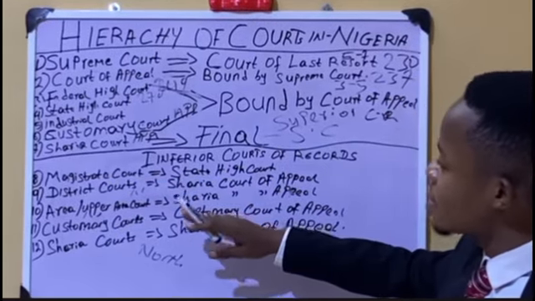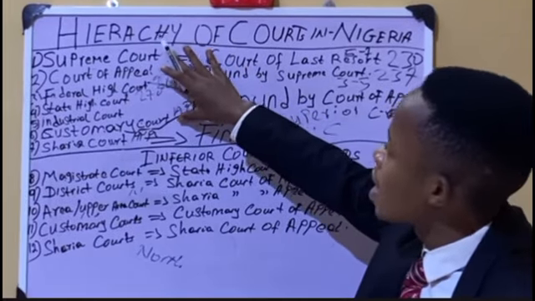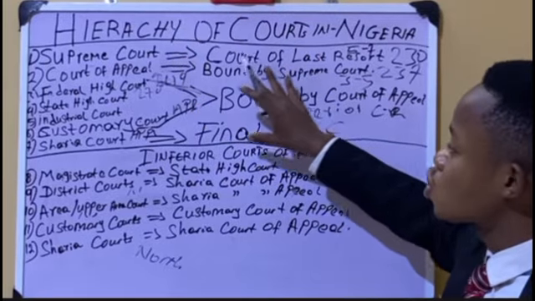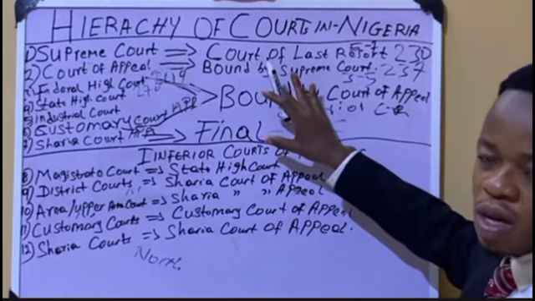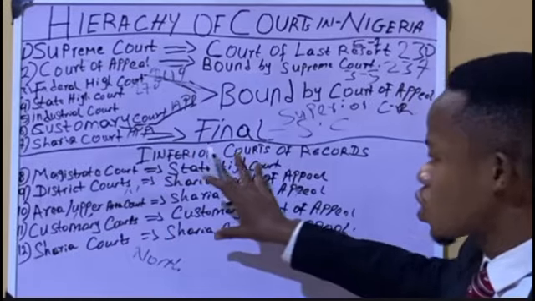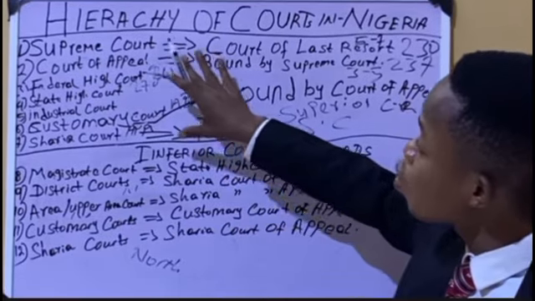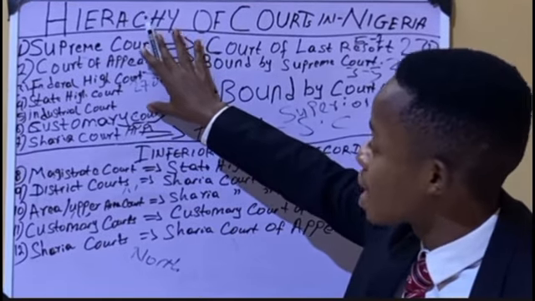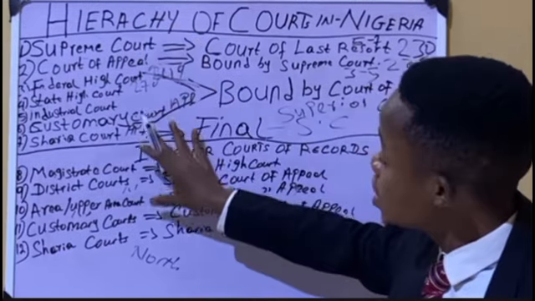The difference now is that these ones are known as what? Higher Court of Record or Superior Court of Record. Now, this one is known as Inferior Court of Record. Meaning that this one can comfortably entertain any matter, no matter how big it is, but this one is limited.